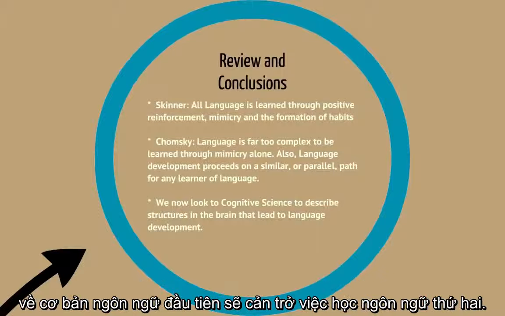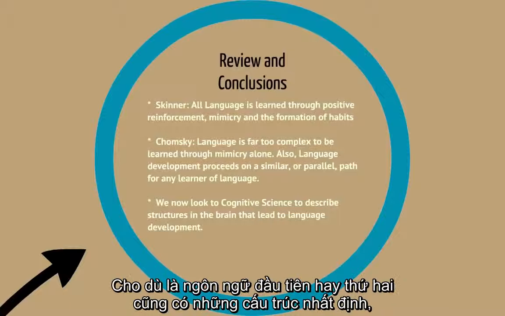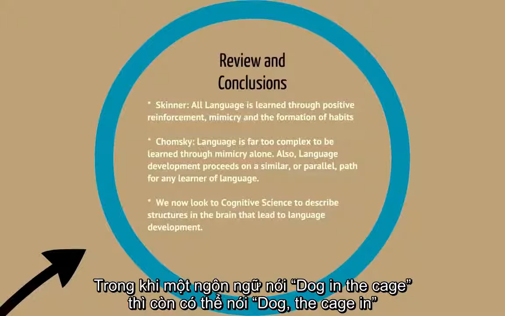Chomsky comes along and says that language development proceeds upon predictable paths across the population, whether they're learning the first or second language. Also, there are universal forms found in all languages, such as prepositions. Even though these forms may not be used in the same order in different languages, they are still universally present. Whereas one language might say the dog is in the cage, another might say the dog the cage in.